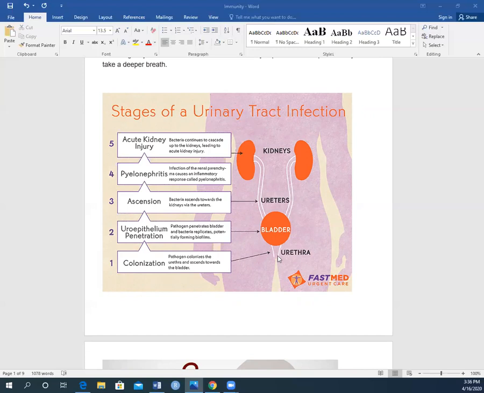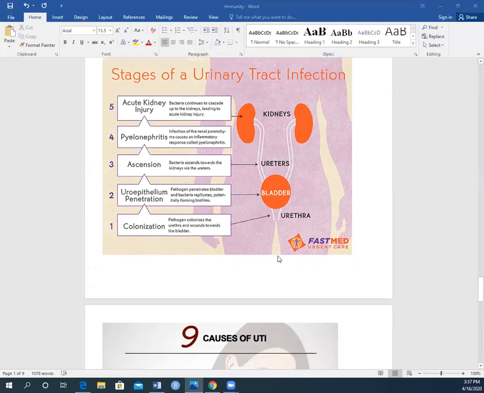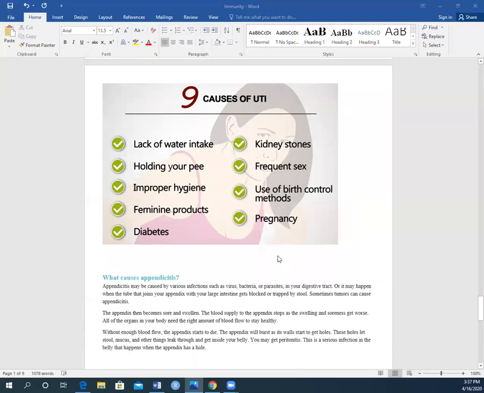The more up it goes, the more serious the infection is. Okay. So some causes of UTIs. UTIs are caused by lack of water intake, because remember, water is going to help flush everything out of your body. If you're trying to hold your pee, so you take a really long trip and you don't want to stop more than once or whatever, that can hold that bacteria in that bladder for long periods of time and allow that bacteria to multiply in that bladder.